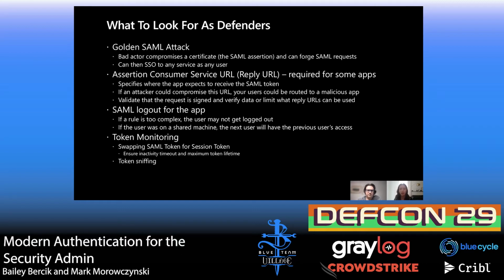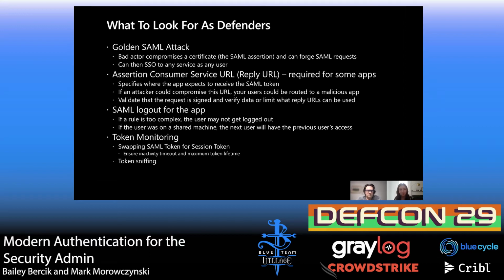Since SolarWinds happened, this has been much more top of mind for a lot of customers that we've spoken with. And so as a defender, it's really important to ensure that bad actors aren't able to compromise those different certificates. So what happens in a golden SAML attack? A bad actor compromises the SAML assertion that you saw in that previous flow, and then is able to forge those SAML requests. So essentially, they're able to SSO into any service as any user, which is particularly scary.